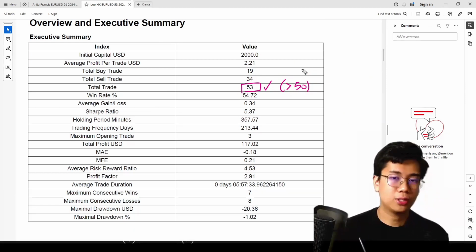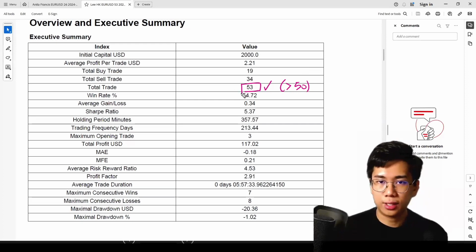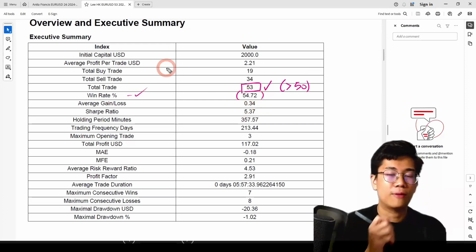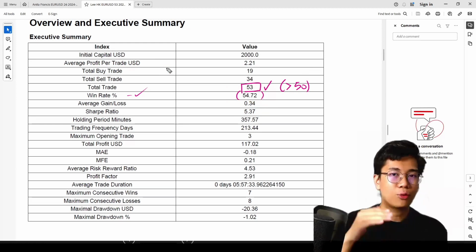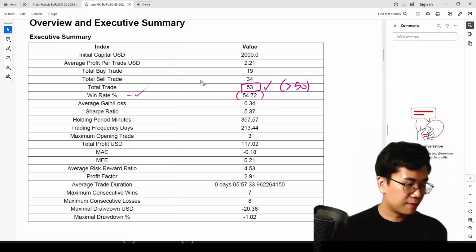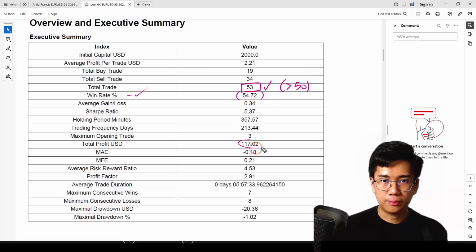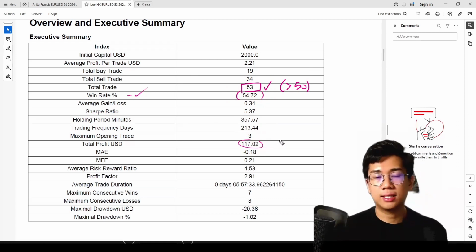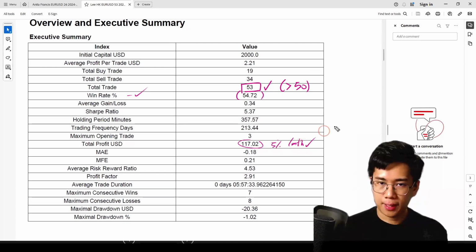It lets us know that your overall win rate is 54%. So we know your win rate is only 54%, quite stable. Not so good, but it can be improved further. After that is your profit. You made a total profit of $117, which turns out to be around 5%. 5% ROI per month is not bad, quite good.